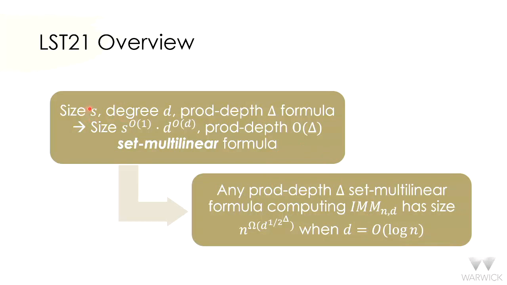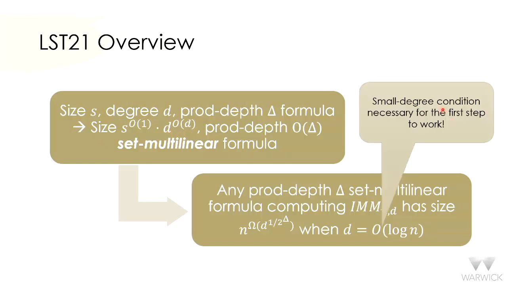Because if you start with a poly-sized formula, because of this big blow-up that you have here in terms of D, you need the resulting formula to be poly-sized as well. And therefore, the degree has to be small, right? So this small degree condition is necessary.